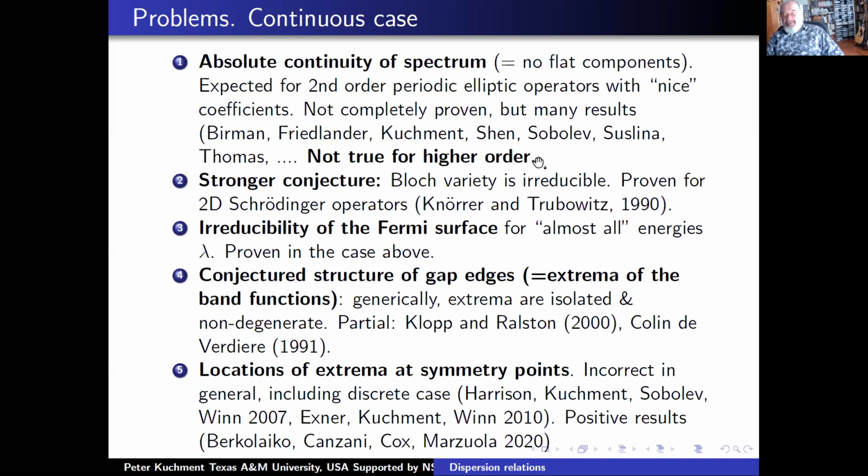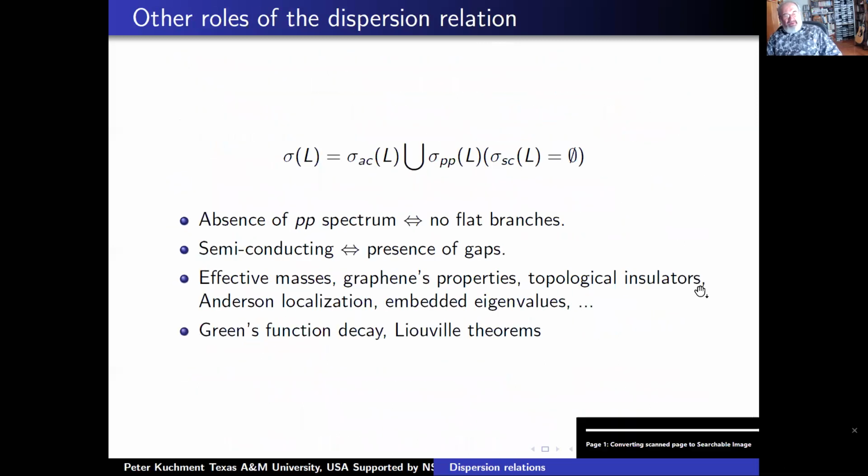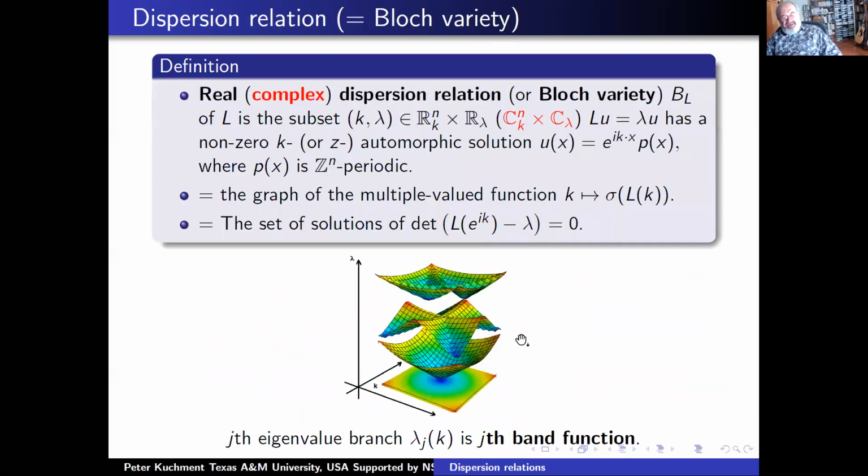For higher order operators, in spite of some people believing it in the old days, this is not true. You can have L2 and even compactly supported eigenfunctions. So this is a specificity of second order operators. So this is mostly solved. There is a stronger conjecture: the Bloch variety is irreducible. Let me explain what it means.